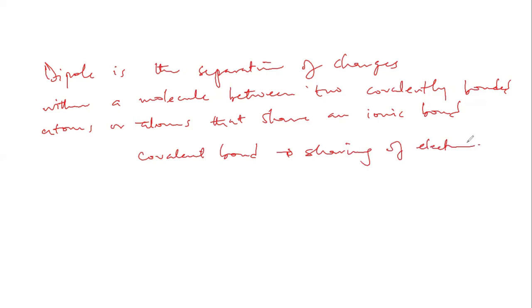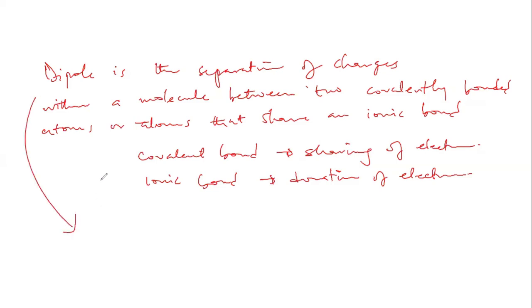Electrons between two atoms, while the ionic bond is formed when we have the donation of electrons by one atom to another. So if this is a dipole, which has to do with the separation of charges within the molecule, then how about induced dipole, because we're going to be playing with these parameters.